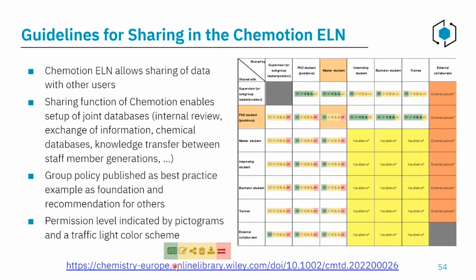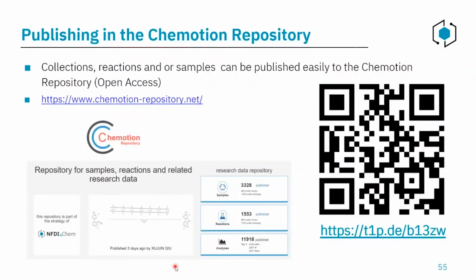For example, we had a request the other day: how do I make my experiments available in case there's an emergency, right? So you might want to consider setting up a system where students share their experiments with an emergency account. So if there is a medical emergency and the person cannot say what they worked with, you could then still access the experiment. So these are things to consider. Please feel free to read the paper and have a look at it. If you want to publish your data, you can publish it in the Chemotion repository.